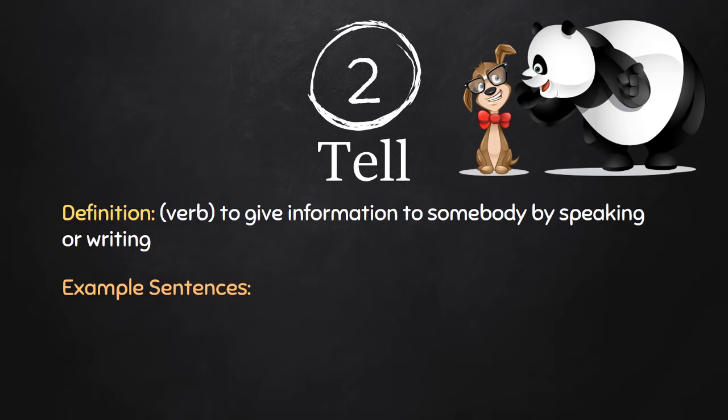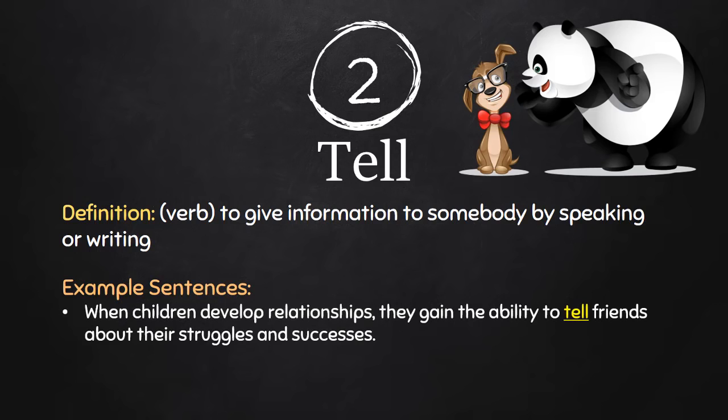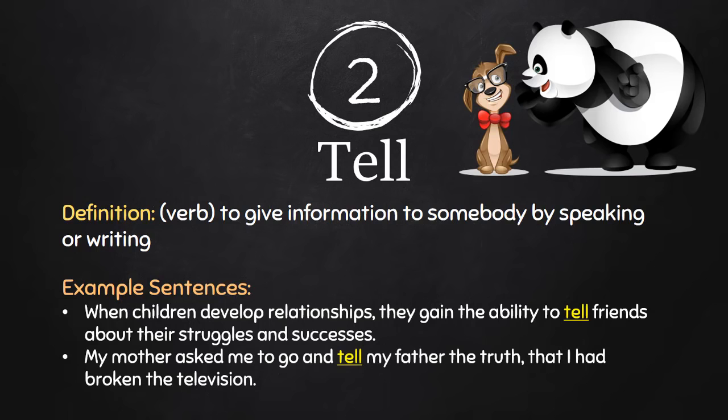Next, number 2, tell. The definition of tell is to give information to somebody by speaking or writing. And some example sentences. First, when children develop relationships, they gain the ability to tell friends about their struggles and successes. Next, my mother asked me to go and tell my father the truth, that I had broken the television. Oh, poor kid. They broke the television. You have to go tell dad. Uh-oh. Anyway, tell is this next word.